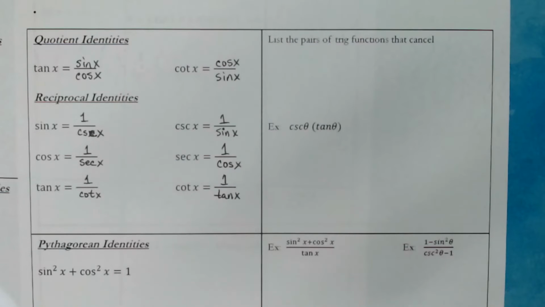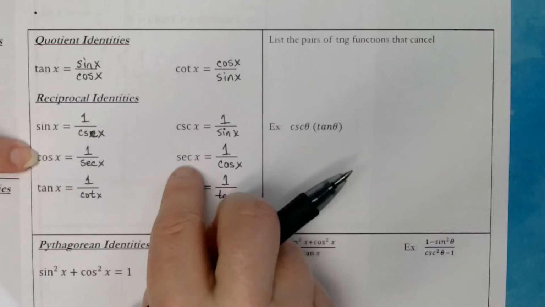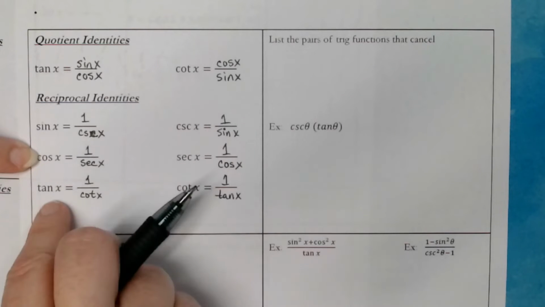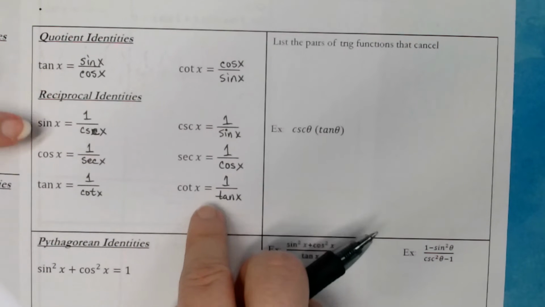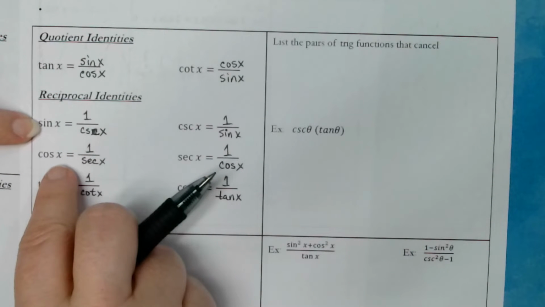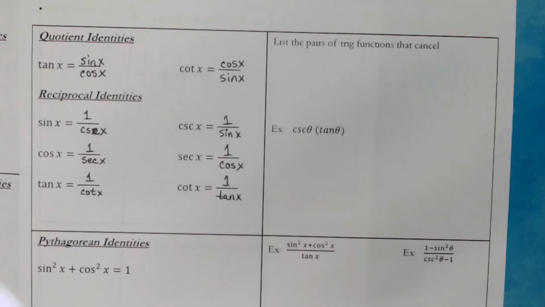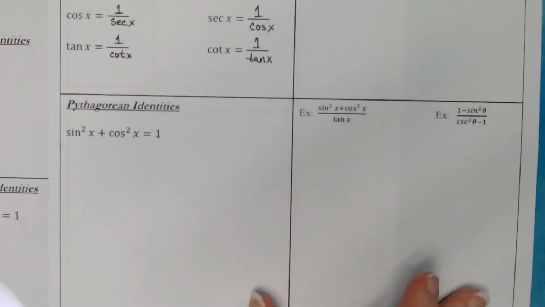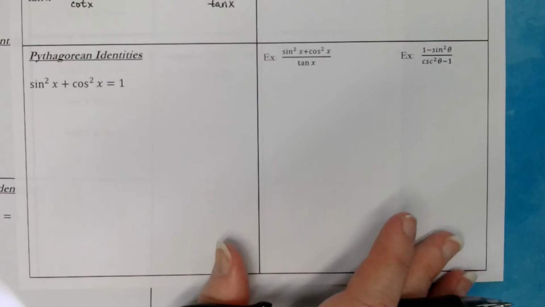So in this way, I can express everything in terms of sine and cosine. I can take my cosecant and secant, and I can take my tangent and my cotangent using the quotient identities and turn everything into a sine or a cosine. And that way things cancel out. So let's look at our Pythagorean identities. Pythagorean identities are a little bit more tricky, and yet they're the same.